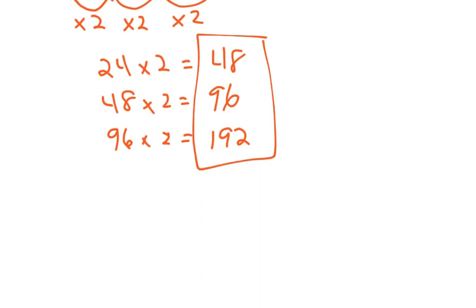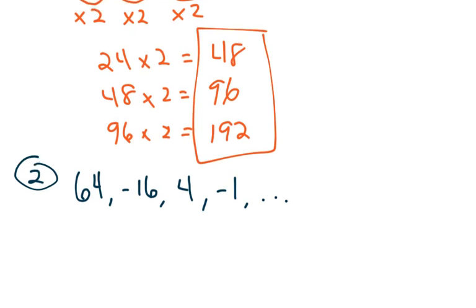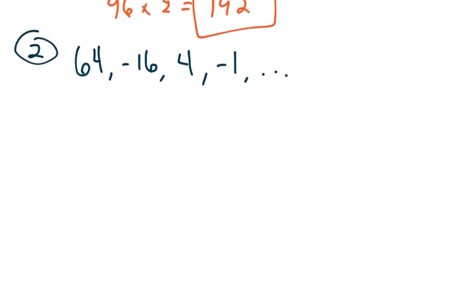Let's try another one here. Number 2, 64, negative 16, 4, negative 1, and we'll continue the sequence. Okay. How do we go from positive 64 to negative 16? Well, if we're going from positive to negative, that means we need to multiply by a negative. And if we're getting smaller, it's like we're dividing by something.